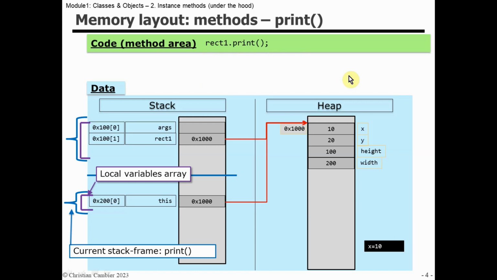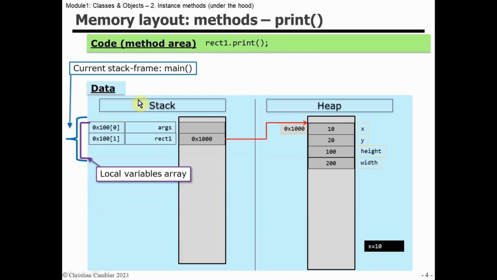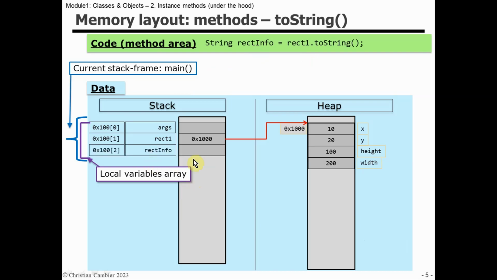Execution resumes in the main, so the virtual machine doesn't need the stack frame of the print method anymore, and control is set back to the main method using its stack frame. That for the execution of the print method. Now, what happens when we execute the toString method? So first of all, I define a reference variable rectinfo, and that one will be located on the stack of the current stack frame in the main method because we're back in the main method. Rect1.toString then results in the invocation of the toString method of the rectangle class.